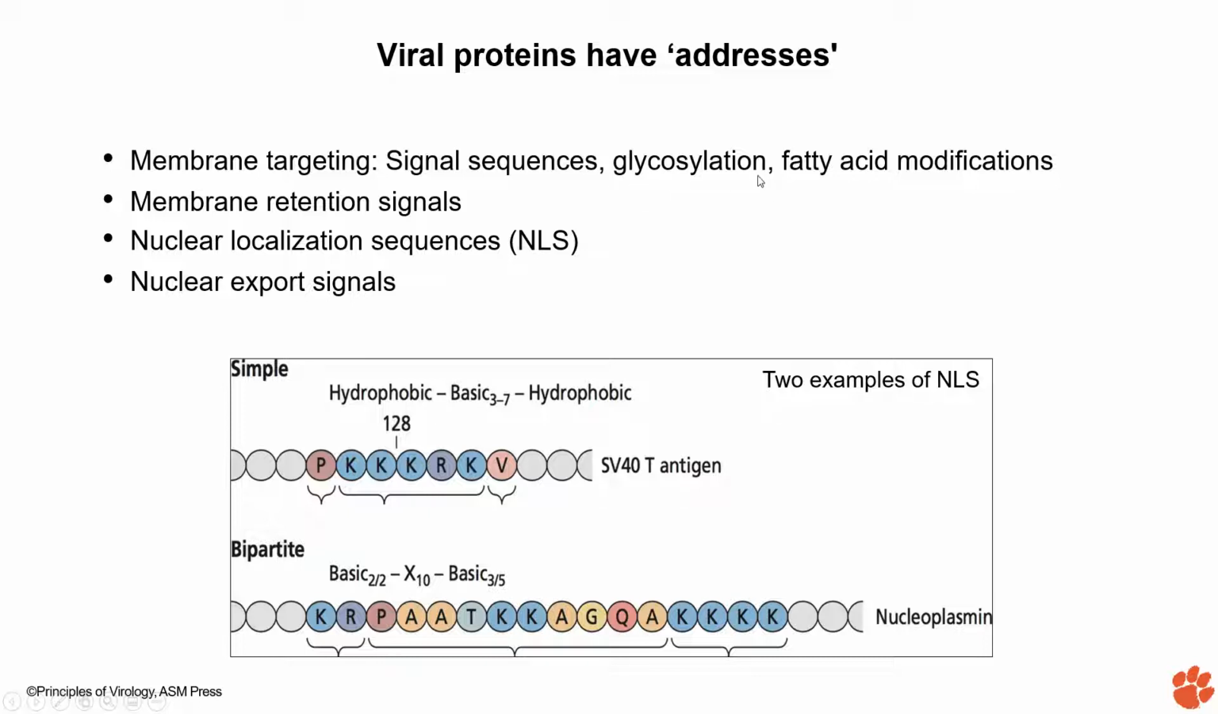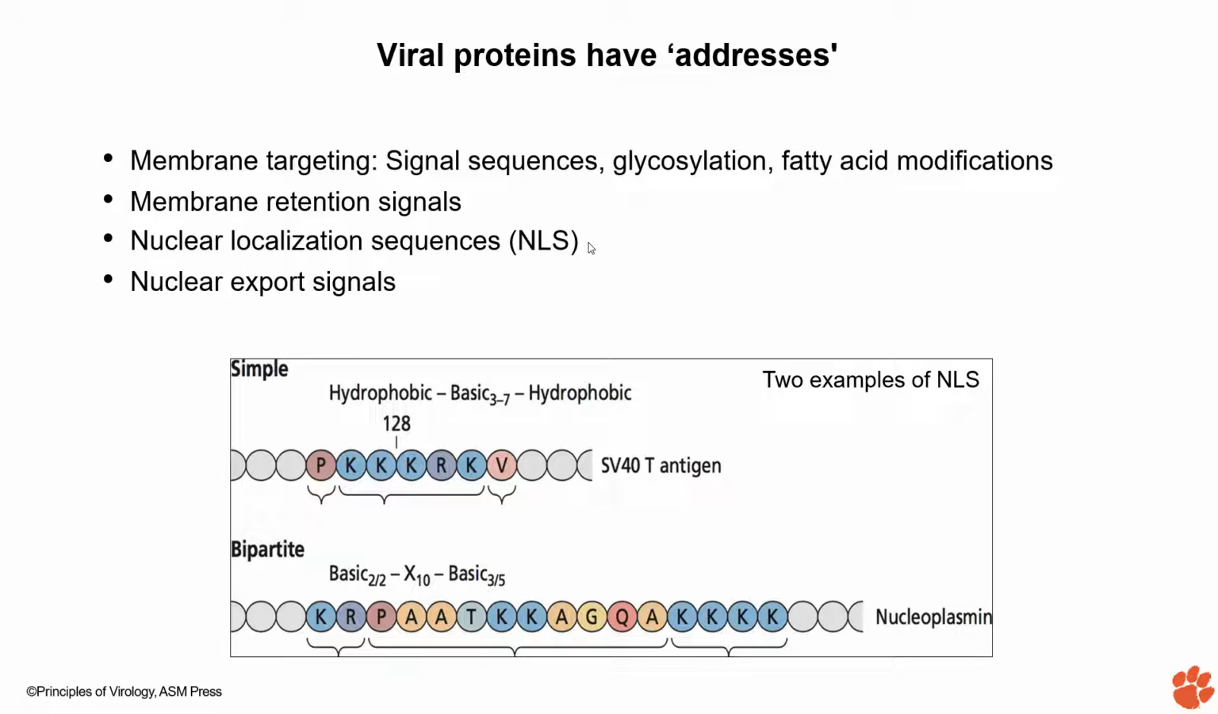And then there are glycosylation and fatty acid modifications. These are also used for addresses. Along with that, there are some specific signals like nuclear localization sequences, or NLS. If this is present on the protein, it is going to be imported into the nucleus. Remember that. They are going to go into the nucleus through the nuclear pore. That's what it is.